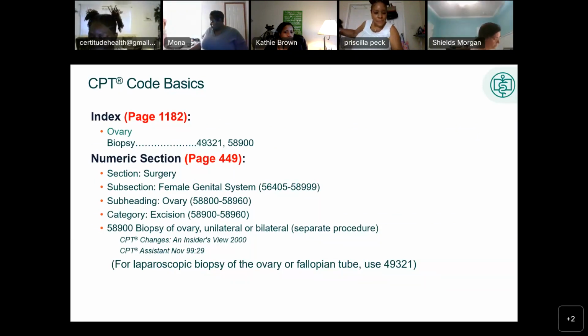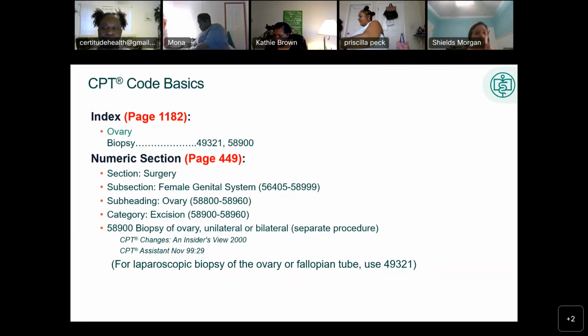What page is that? Oh, okay, 1182. Yeah, it's 1182. So the first thing that we are going to try to code right now is a biopsy of the ovaries. And this is going to be a laparoscopic biopsy.